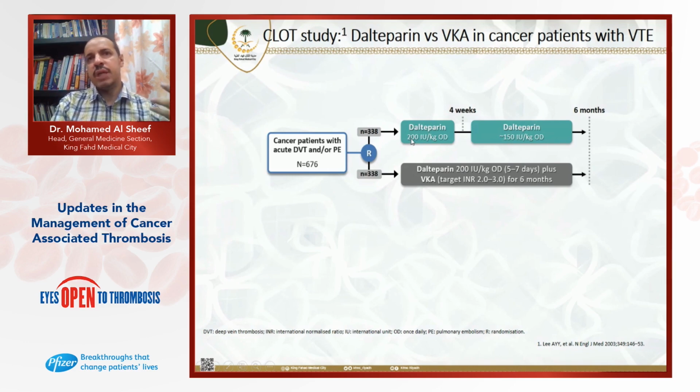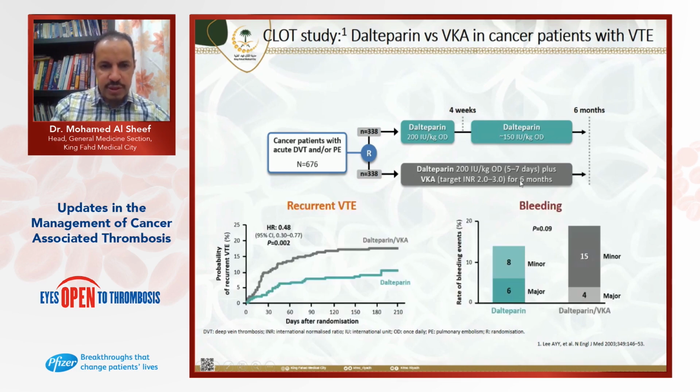We commonly use enoxaparin the same way. If you use enoxaparin, you can use 1 milligram per kg BID for 4 weeks, then after 4 weeks 1.5 milligram per kg once daily. This study continued for 6 months. The other arm was the classical approach: dalteparin for 5 to 7 days plus vitamin K antagonist, target INR 2 to 3, for 6 months. The duration of this study was 6 months, and the result was impressive.